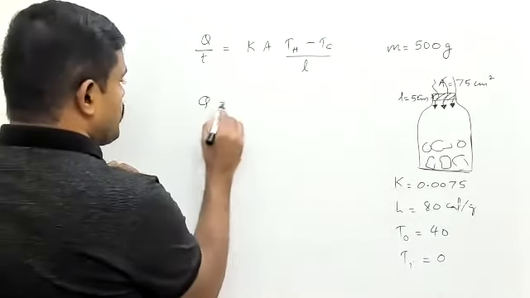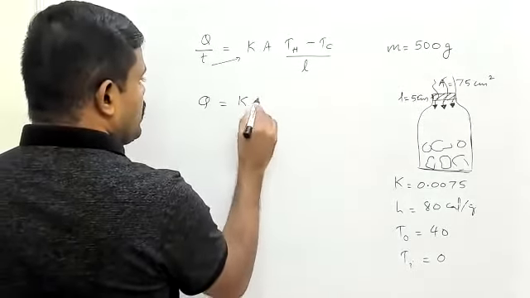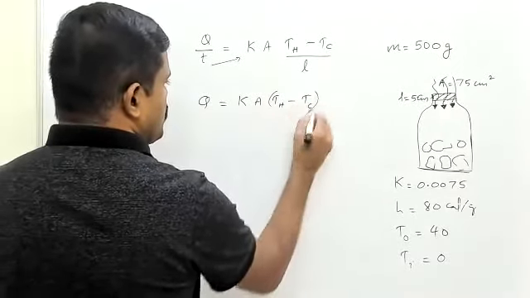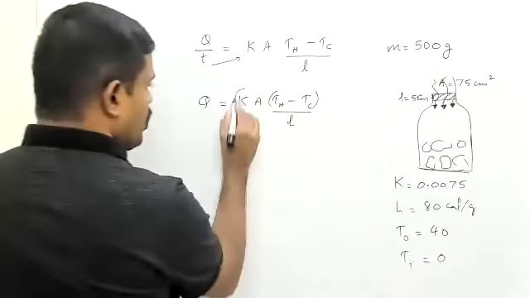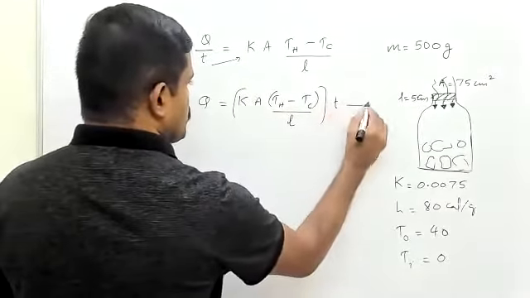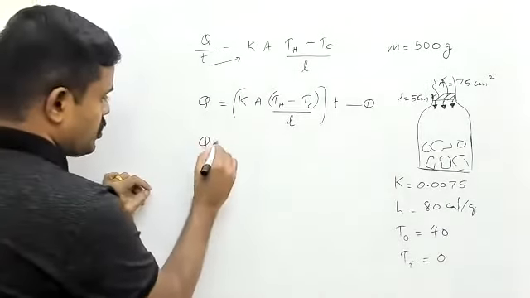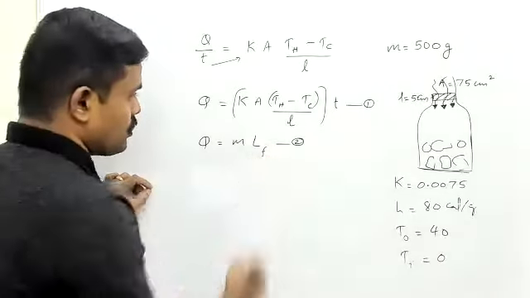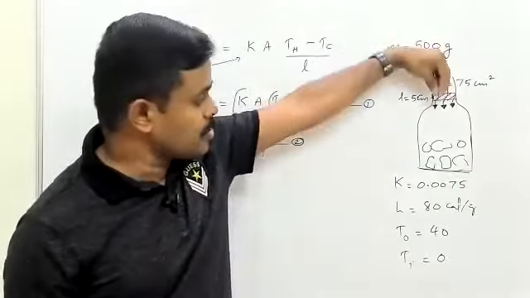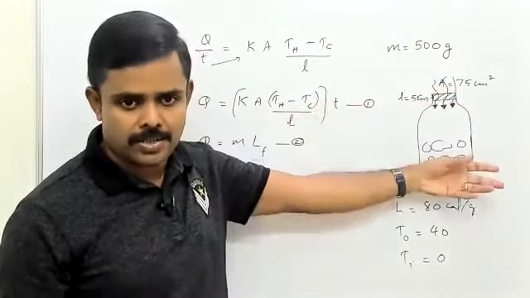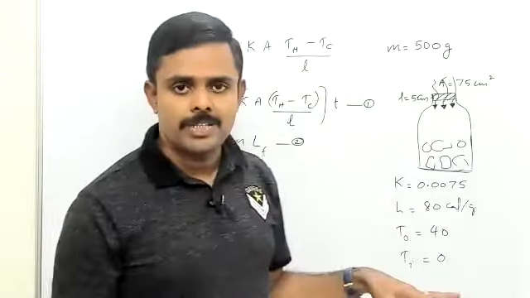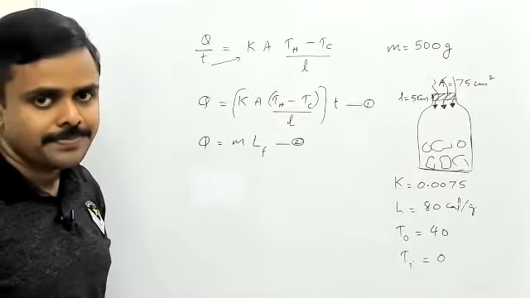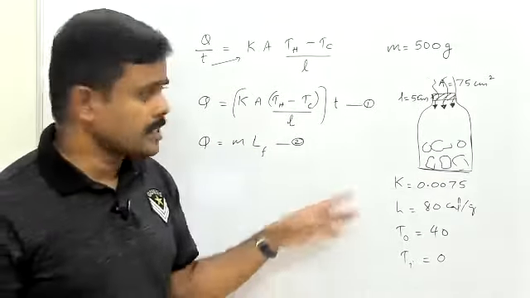So I can cross multiply here. Q will be K A into TH minus TC divided by L, the whole of this into T. This is Q, equation number 1. But Q is also given by MLF, which we learned the other day: M into latent heat of fusion. This heat, which is transported through the cork, is used to melt ice into water. So the heat required is MLF, and I can equate these two. This is a repeated question. Now it's very easy. All are given. You can substitute and find out time.